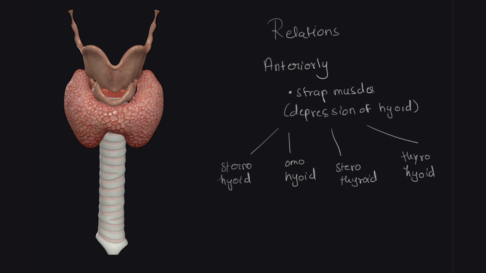Let us take a look at the anterior relations of the thyroid gland. The anterior relations include the strap muscles, and these strap muscles are quite important for the depression of the hyoid bone, which facilitates swallowing and breathing. These muscles include the sternohyoid, omohyoid, sternothyroid, and the thyrohyoid. Now let us look at these muscles on the atlas. Cumulatively, these muscles are known as the infrahyoid muscles.